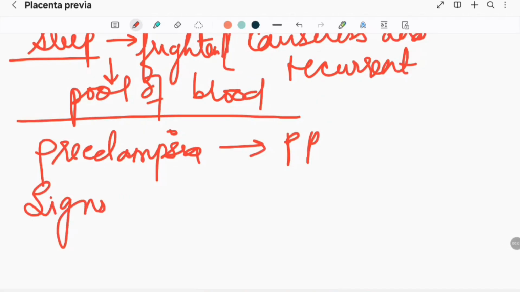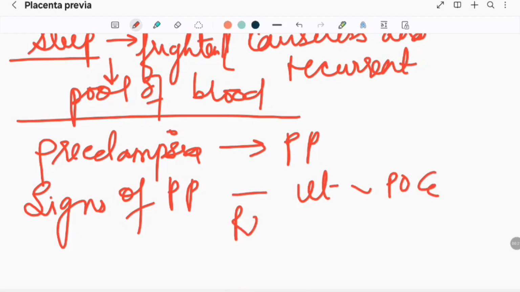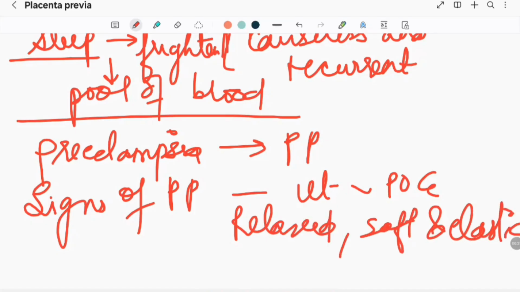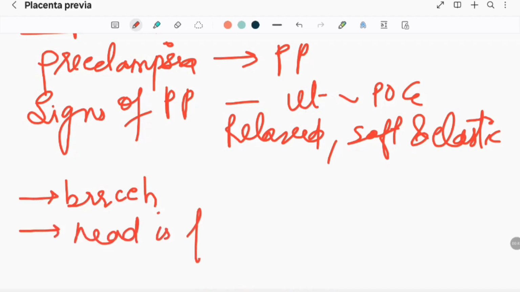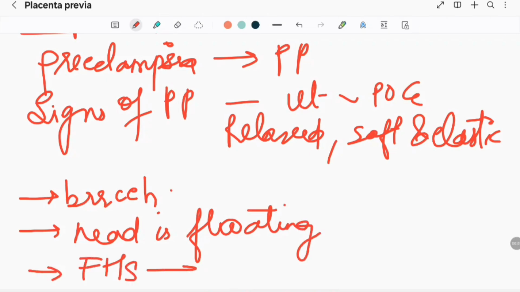So, the signs of placenta previa are: there is visible blood loss, and general condition and anemia are all proportionate to the visible blood loss. The size of the uterus corresponds to the period of gestation. The uterus is relaxed, soft, and elastic, and there is persistence of malpresentation. Usually a breech presentation is seen. In these cases, the head is floating. FHS is present unless there is major separation of placenta.